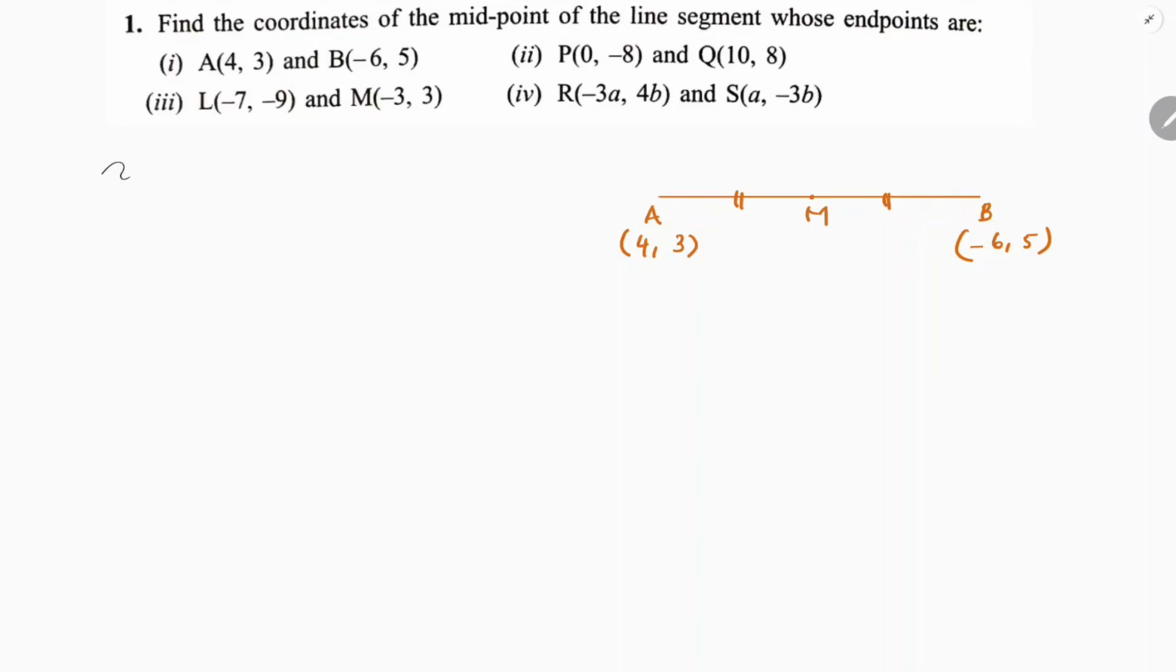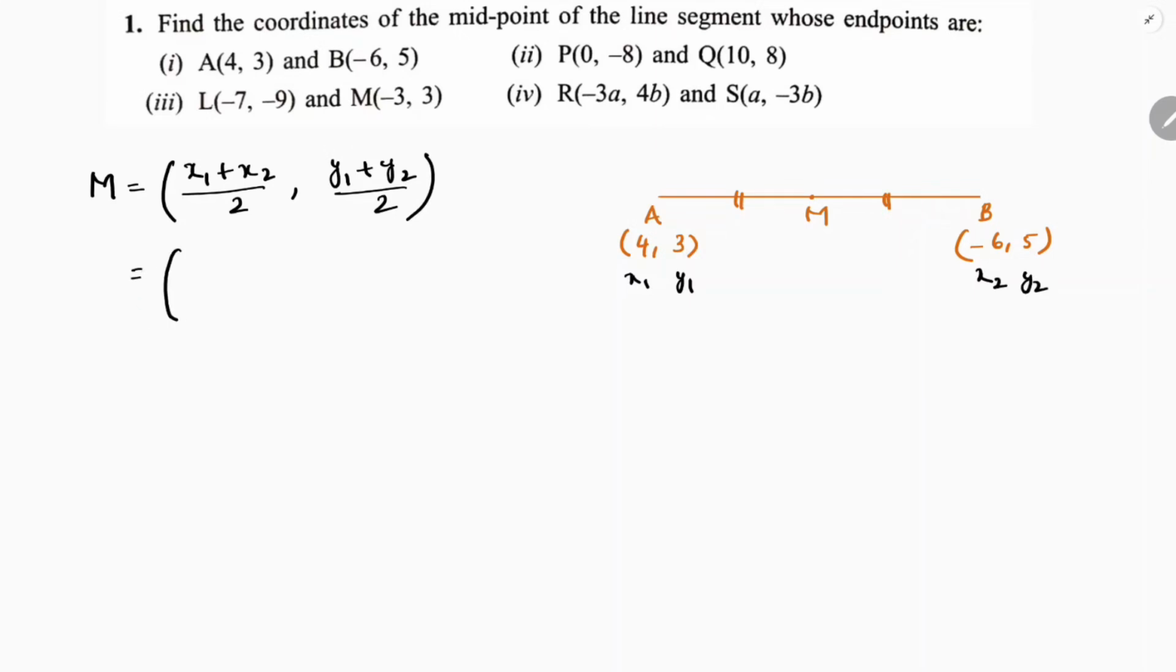So the midpoint formula is x1 plus x2 by 2, y1 plus y2 by 2. This is the formula for the midpoint. So here this is x1, y1, and x2, y2. Now if you observe the values, x1 is 4, x2 is minus 6.